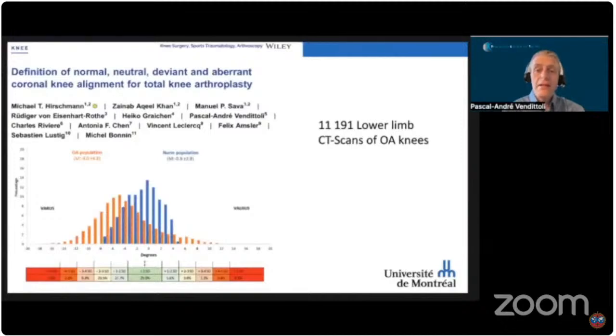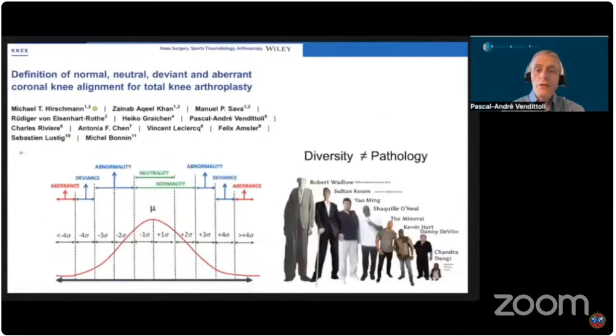Hirschmann and colleagues analyzed 11,000 lower limb CT scans of patients with knee OA and patients without OA. As you can see in this graph, the two populations have near normal data distribution, but with different means. In a normal distribution curve, we could define normality as ±2 standard deviations from the mean, abnormality more than 2 standard deviations, and deviance or aberrance above 3 standard deviations. But being away from the mean, is it linked to a problem? In the human diversity, we see individuals with very extreme characteristics, but without any pathology.